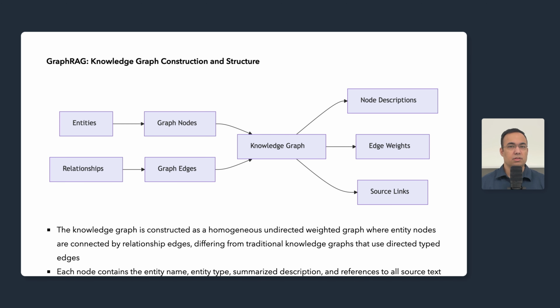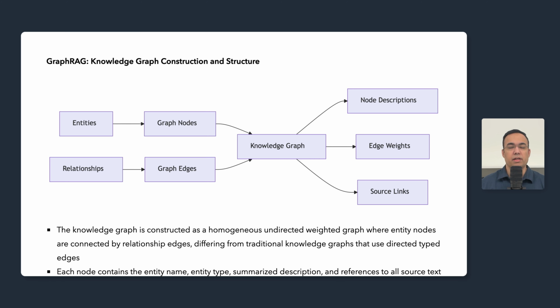Now let's talk about the structure of the knowledge graph that GraphRAG builds and how it differs from traditional knowledge graphs. The knowledge graph is constructed as a homogeneous, undirected, weighted graph. Entity nodes are connected by relationship edges, and each has a weight. This differs from traditional knowledge graphs that typically use directed, typed edges with sparse triples like subject, predicate, object.